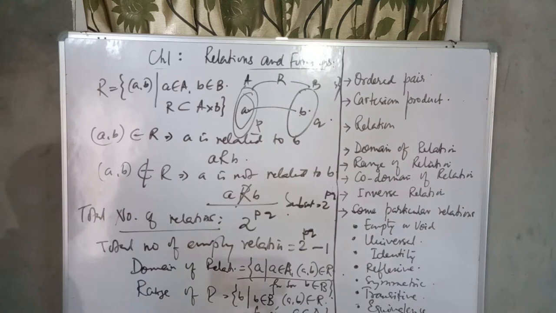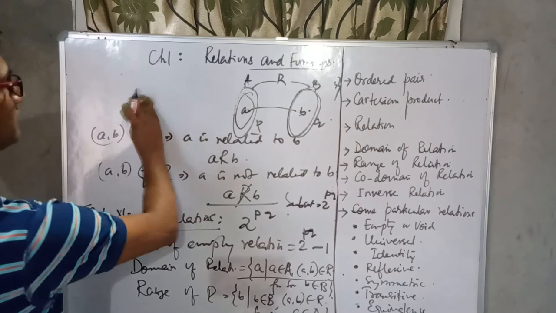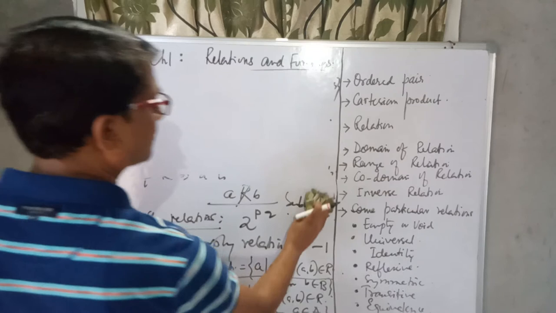And what is codomain? The whole set is called codomain. Codomain is nothing but what? What is codomain? The set B is called the codomain. Okay? This is called codomain.